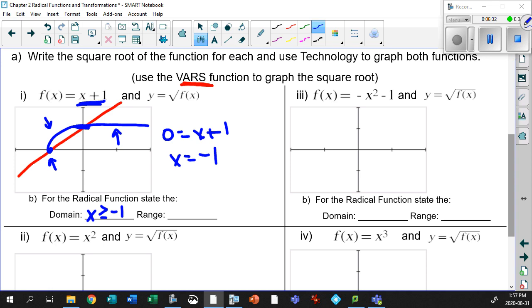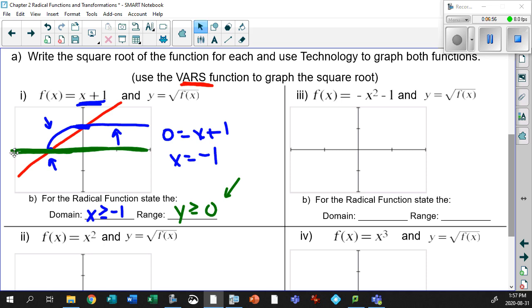Our range, look at this. I want to show you something very, very cool. Take a look at the range for a second. You'll notice something very, very interesting. Radical graphs do not start below the x-axis. Neat. So watch this. y has to be always greater than or equal to 0. And you're going to see this happening over and over and over again. That's the neat thing about this. Let's take a look at the next one.